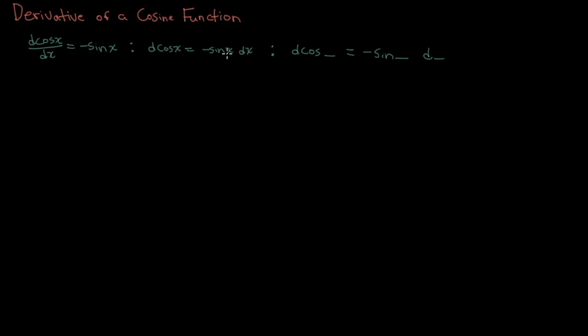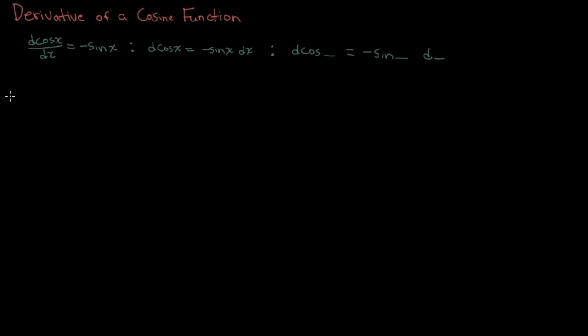A more intuitive way of looking at it is the derivative of cosine x is equal to negative sine x times the derivative of x. In other words, the derivative of cosine of whatever is in the cosine bracket is equal to negative sine of whatever was in this cosine bracket, times the derivative of whatever was in the bracket here. So let's demonstrate that with an example.